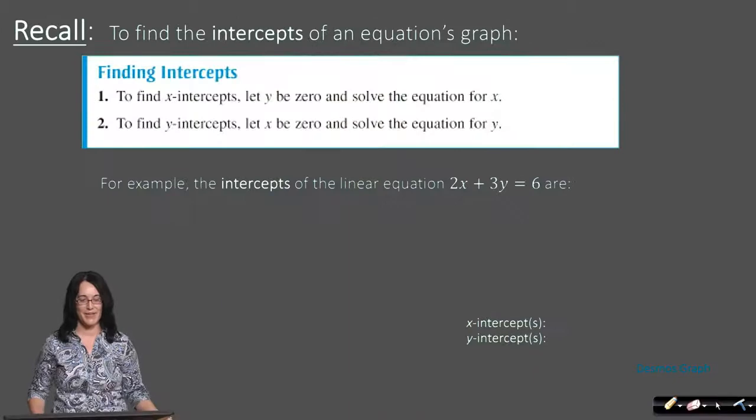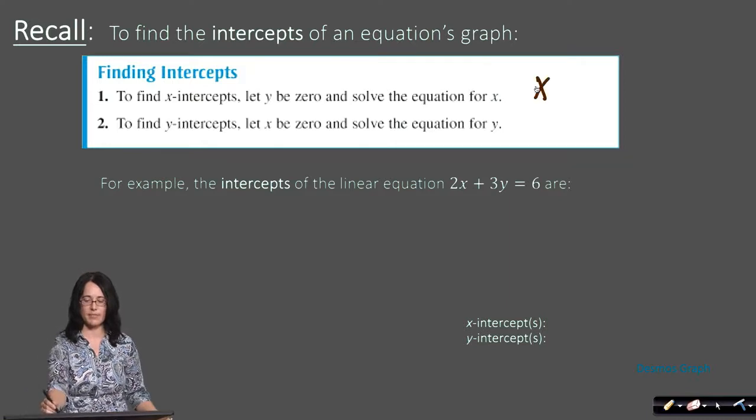Hello, in this video we review how to find the intercepts of a graph and help to check for symmetry. Let's get started. So recall that to find x and y intercepts for any equation, we begin by letting x equal 0 to find y intercepts and letting y equal 0 to find x intercepts. So that's always the game plan.